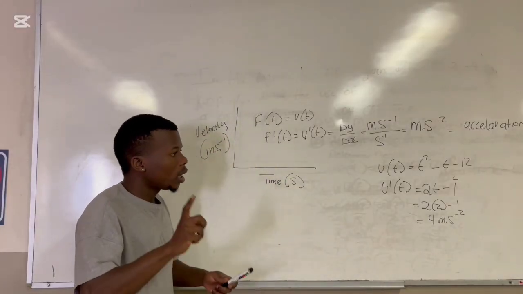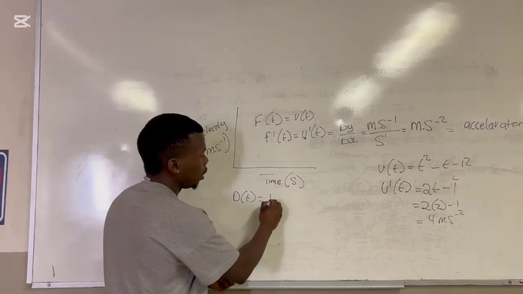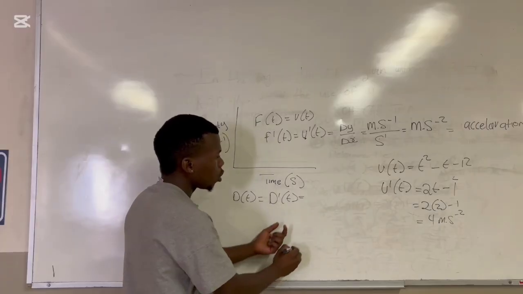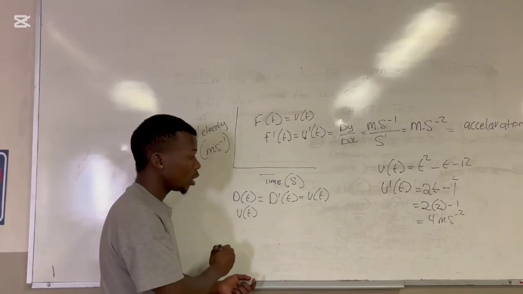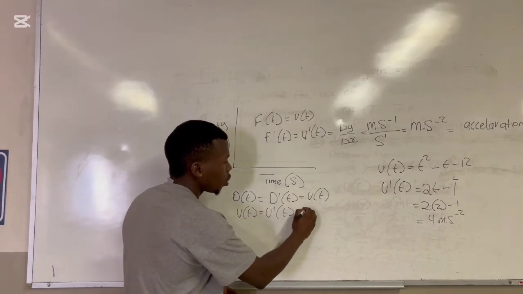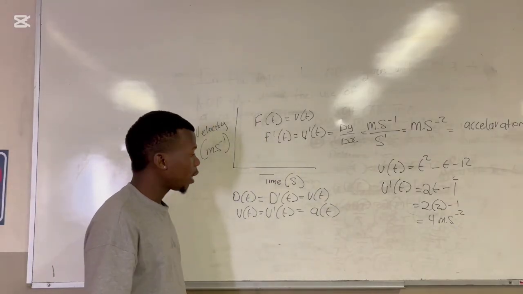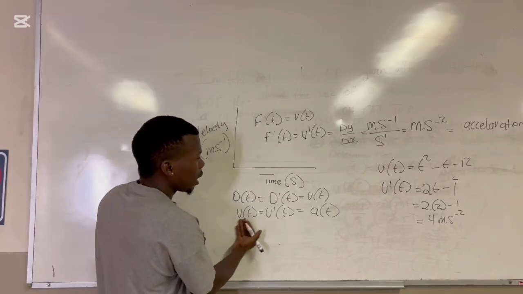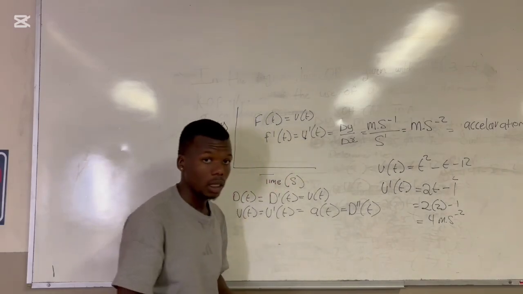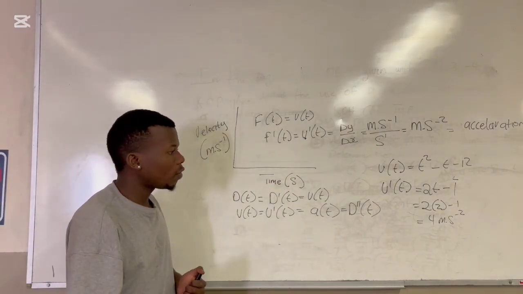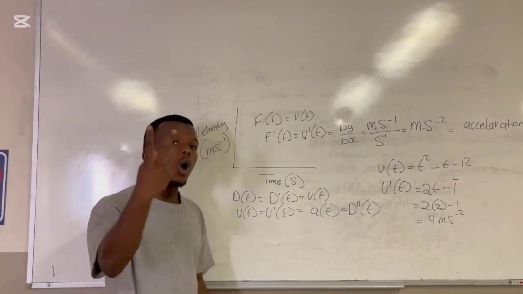Now let's check what we are talking about. Remember, if we are given a distance function, d prime of t is always equal to velocity. And then if we are given a velocity function, v prime of t is always equal to acceleration with respect to t. Are we fine? In other words, acceleration will always be equal to d double prime of t. If you are given a distance function graph, in order for you to get acceleration, you must derive your function twice.